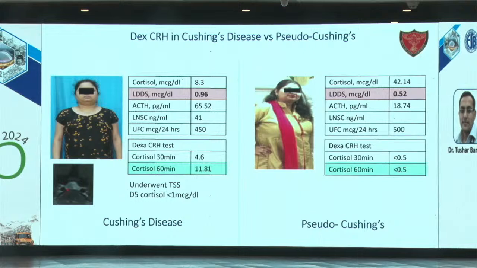This patient's cortisol was high, and it turned out to be a microadenoma, for which she underwent TSS and is doing quite well, as against the other girl who has similar clinical features. You can see that UFC is high, cortisol is high, but LDDS was suppressed. We applied the dex CRH test, where there was a completely flat response, suggesting that this is pseudo-Cushing's, and that's why it is more specific as a test to rule out pseudo-Cushing's.